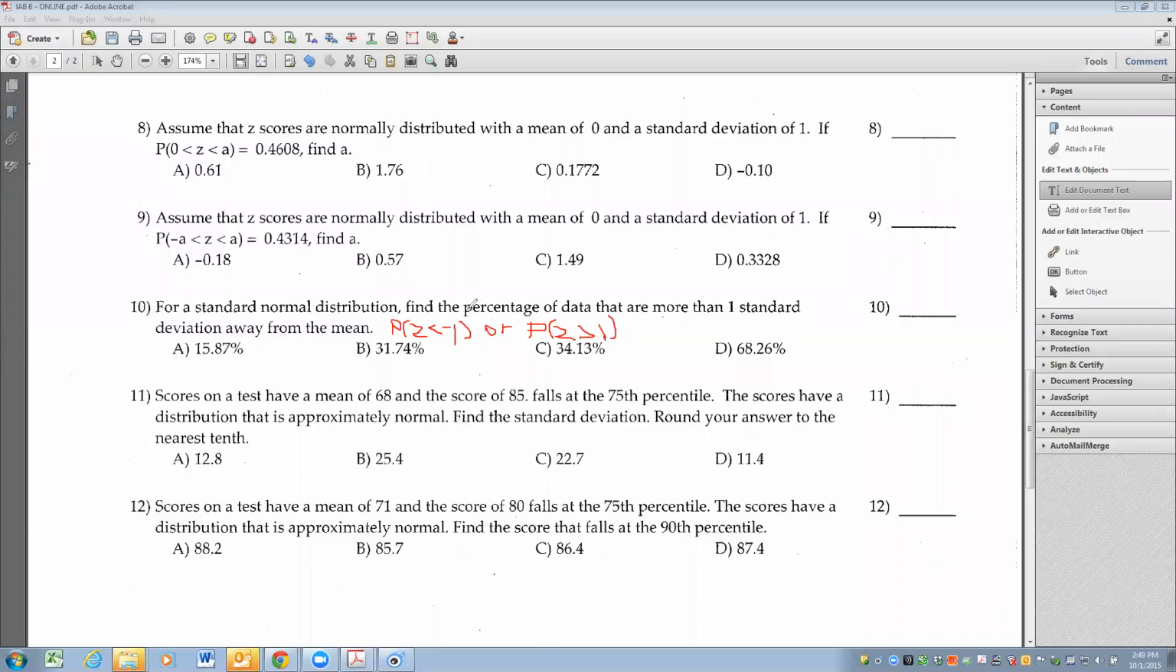Not very easy to read, but again, kind of hard to write with the mouse. So this was what it means to be more than 1 standard deviation away. So you'll have to find both of these probabilities. Because they're disjoint, you'll add those together. Now, the empirical rule should give you a hint on that. Remember what the empirical rule says is being within 1 standard deviation is approximately 68%. So being more than 1 standard deviation away should be close to the opposite.